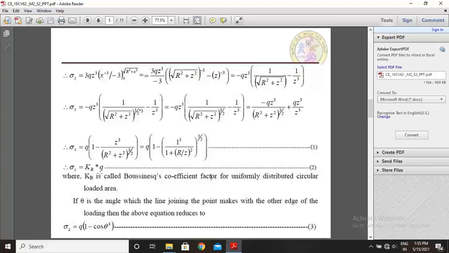Therefore sigma z equal to kb into q, where kb is called Boussinesq's coefficient factor for a uniformly distributed circular loaded area. If theta is the angle which the line joining the points makes with the other edge of the loading, then the above equation reduces to sigma z equal to q times 1 minus cos cube theta. So this is with respect to theta value. From the above equations, now equation 3 we are getting.